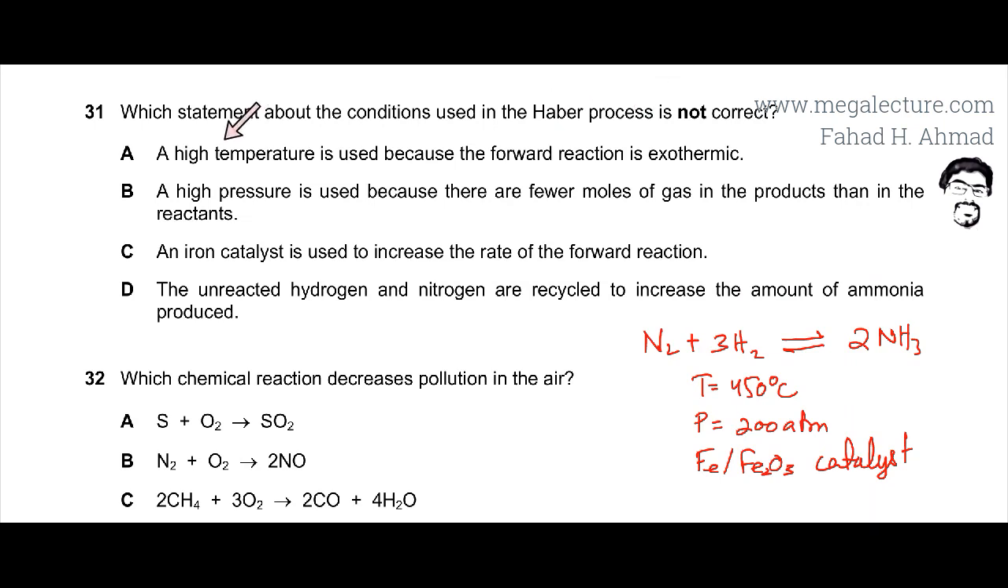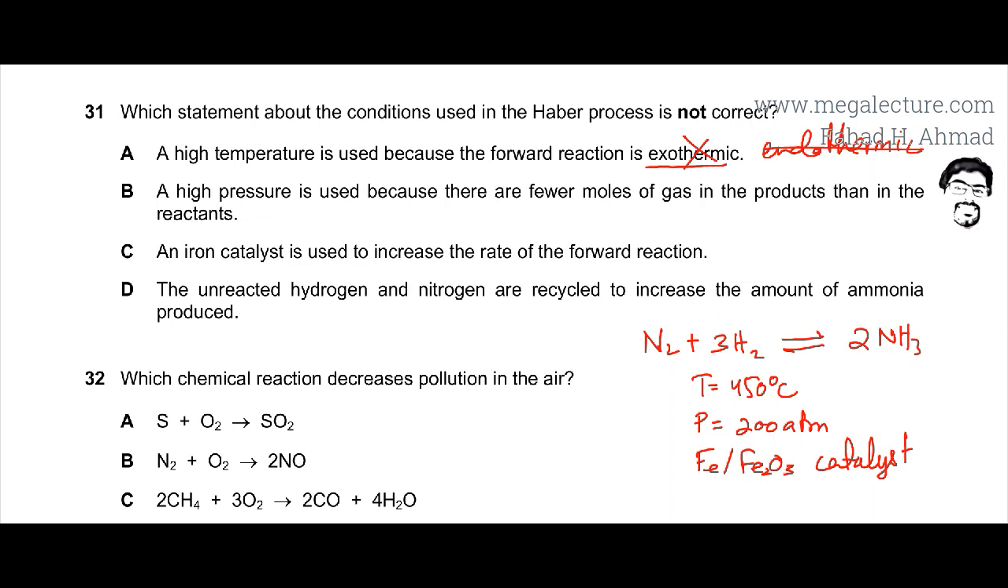The first one is: a higher temperature is used because the forward reaction is exothermic. Now, remember this. If the forward reaction were endothermic, now remember this is an equilibrium reaction, then high temperature would be favorable because higher temperatures support endothermic reactions. But since it's not endothermic, it's an exothermic reaction. Exothermic reactions prefer lower temperatures.